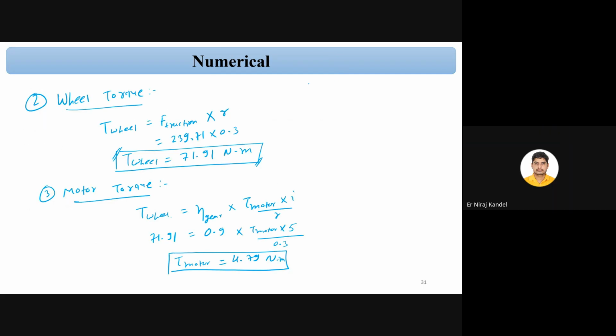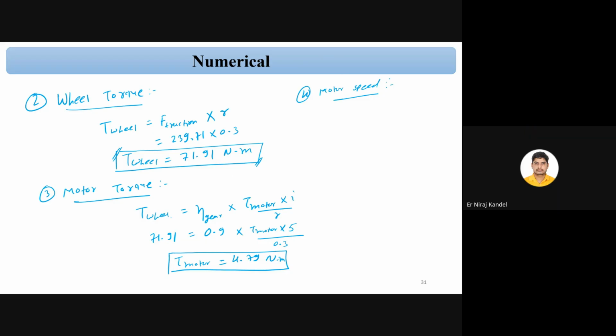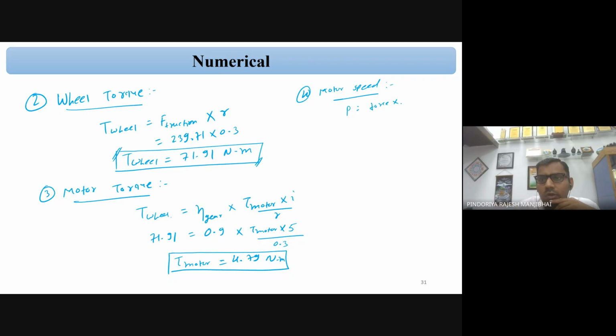Yes, first from power, I guess. What you said? From power, maybe, sir. From power, P is equal to force into velocity. Force into velocity. So P equal to force into velocity.